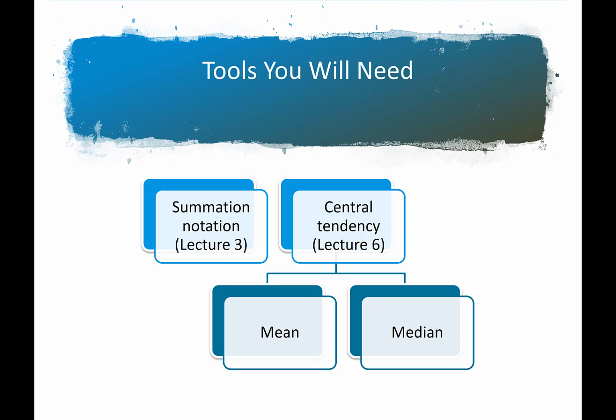In terms of the tools that you'll need for this lecture, you need to know everything about summation notation, which was way back in chapter 3. And you also need to understand central tendency, which we covered last time. And the central tendency measures that you really need to understand very well for this lecture are the mean and the median.